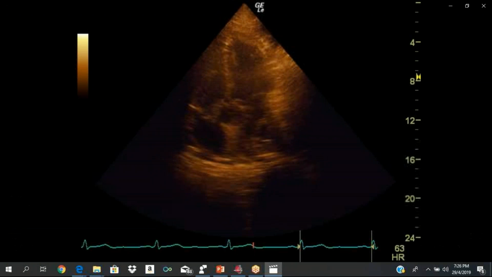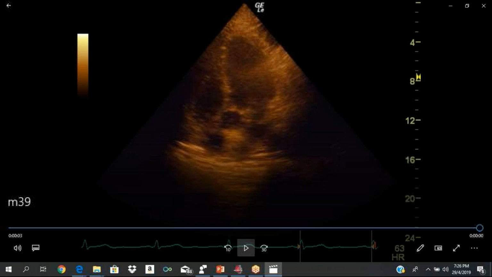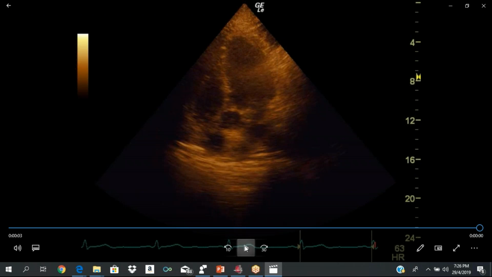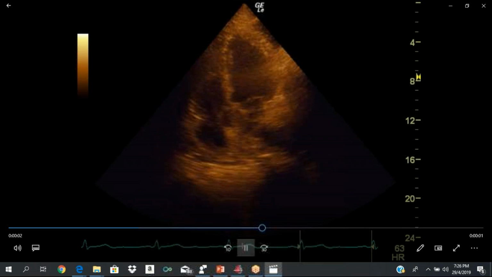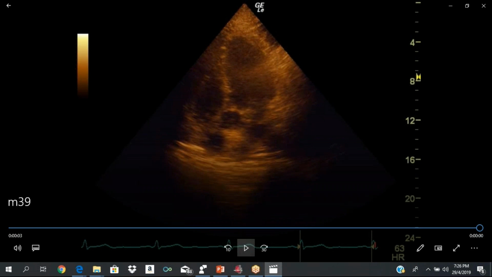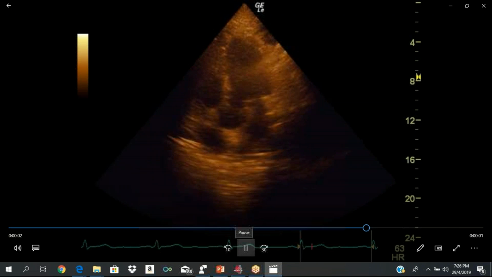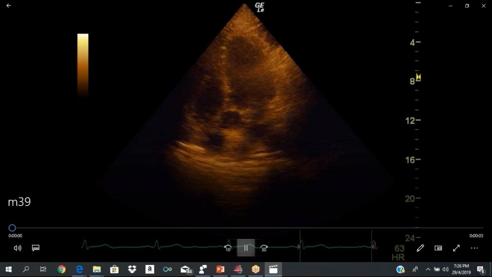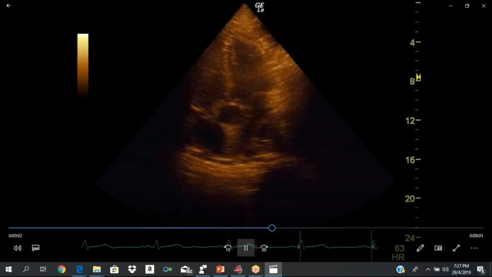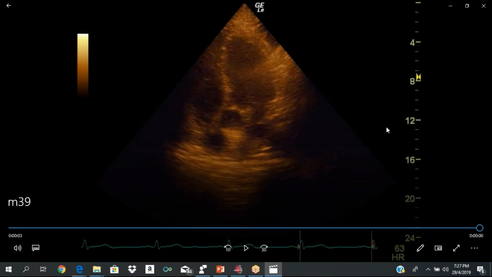If you look at this, you can see it. So you need to have a good impression of what a normal ejection fraction looks like. So this is fairly normal. You can see it comes in, it thickens with contraction. So this ejection fraction is probably about 55 to 60%, thereabout.